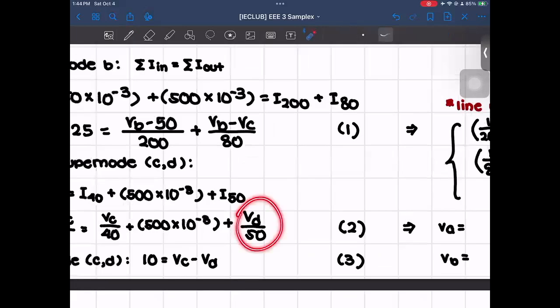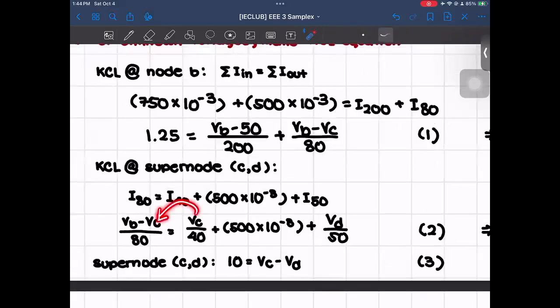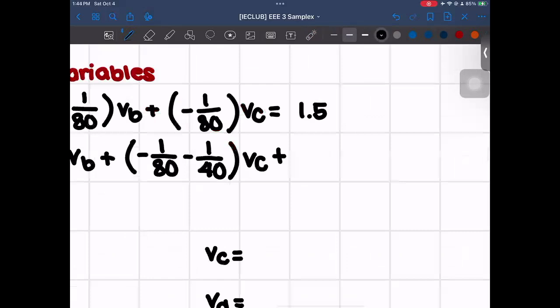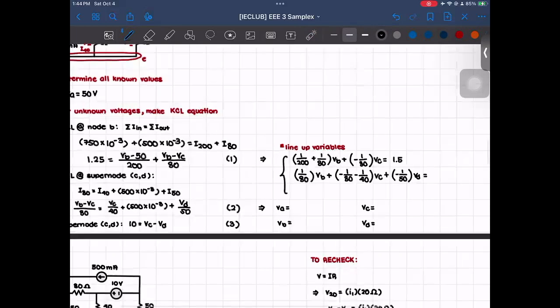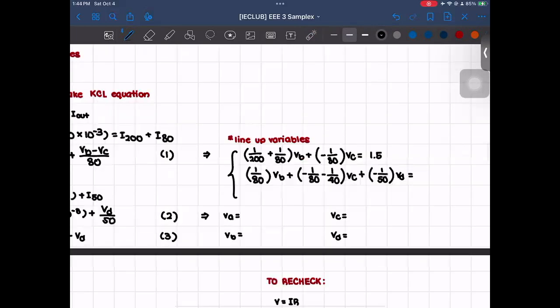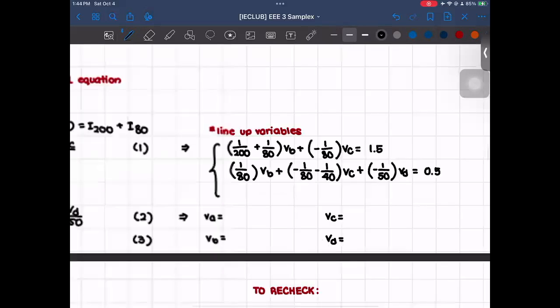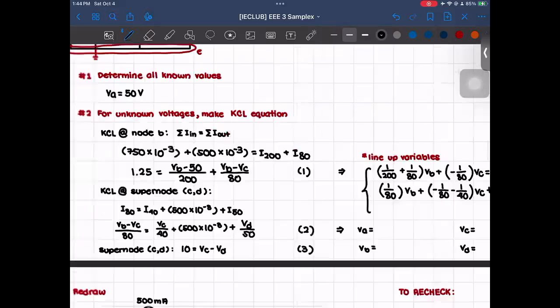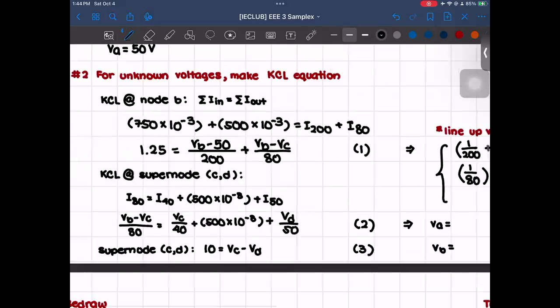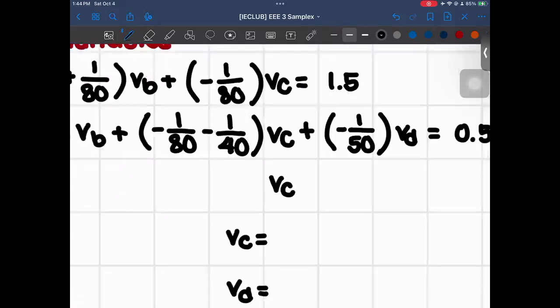But since all of our variables are over here, our VB is already here, our VC is also here, so we just move the VD there as well. So that will be equal to plus negative 1 over 50 times VD. And that will be equal to our constant, which is 500 times 10 raised to negative 3, and that will be 0.5. And then for the third equation, it's just 10 is equal to VC minus VD. So that's just going to be VC minus VD is equal to 10.